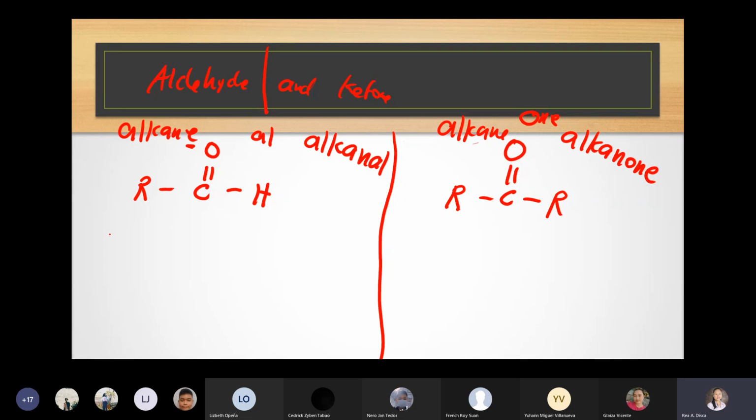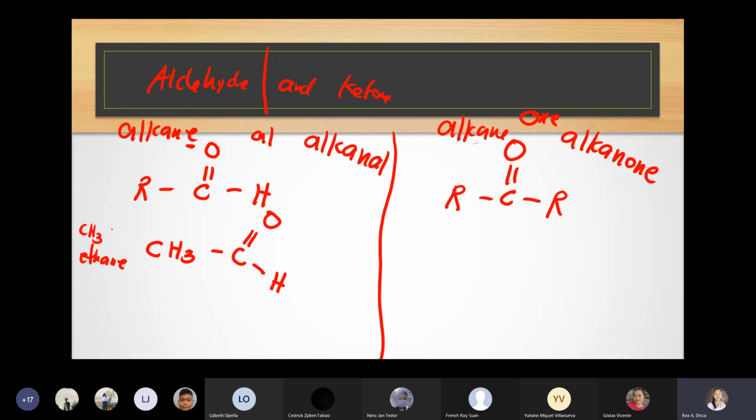For an example, we have here CH3, then our C, 1 C, bonded by O, then bonded by H. So what would be the name of this? How many carbons do you see? Two, ma'am. Two. So if this is an alkane, what is its name? Ethane, ma'am. Okay, ethane. Right?